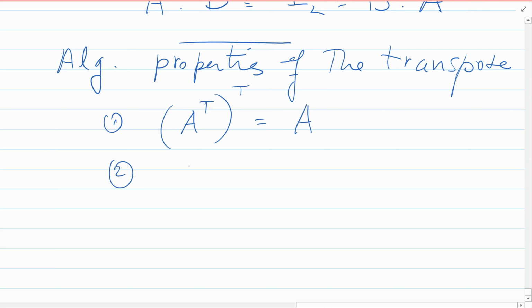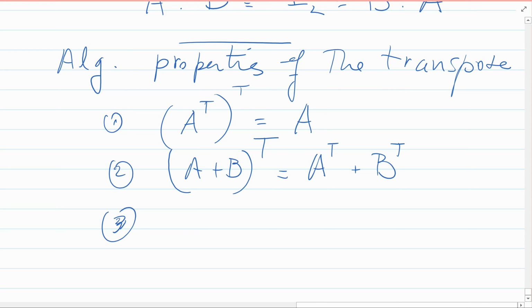What about (A plus B) transpose? It is easy to show that it's A transpose plus B transpose. What about a number times a matrix, and then the transpose? C times A multiplies all the entries by C, all of them. When you take the transpose, you can take C outside. So in fact, what happens is just C times A transpose.